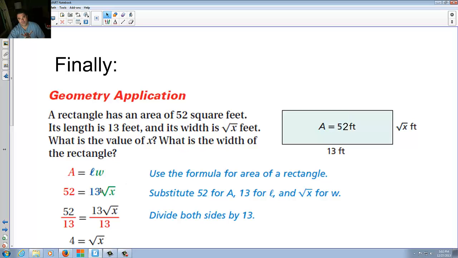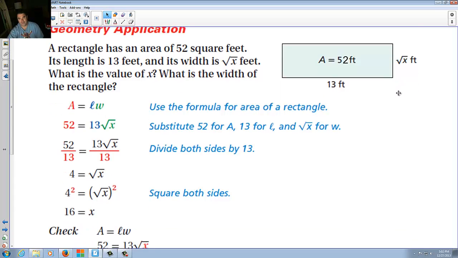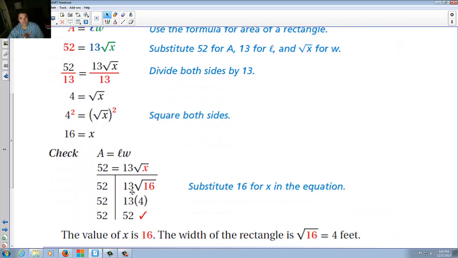How do I find root of x? Divide both sides by 13. 52 divided by 13 is 4, and 13 divided by 13 goes away, leaving root of x. What do we do? Square both sides. And you get x equals 16. So obviously, 16 was your x factor there. If you check it, plug it in, you'll see, okay, 52 equals 52. Good to go.